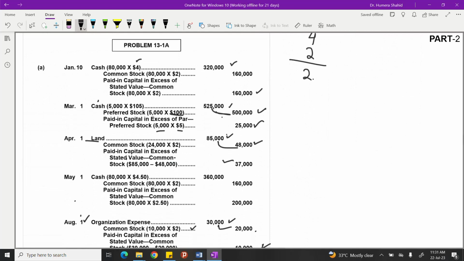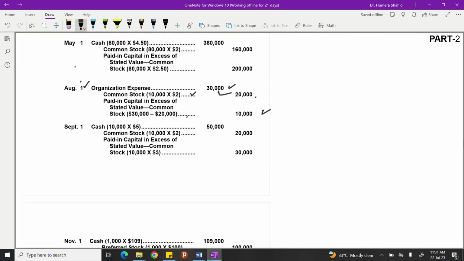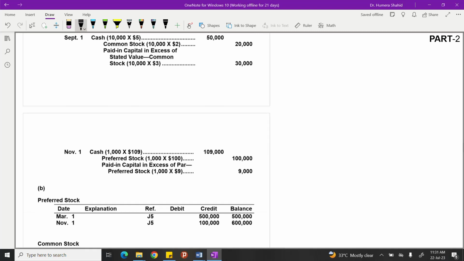Okay, let's quickly check this journal entry. November 1st, cash gets debit 109 multiplied by 1000, so that is 109,000. Preferred stock gets credit 1000 shares, 100 is par, so 100,000. The difference, 9,000, is my additional paid in capital, which is paid in capital in excess of par preferred stock.